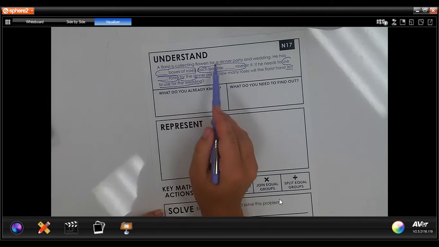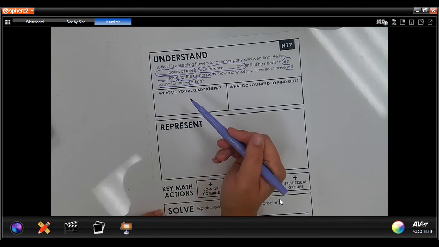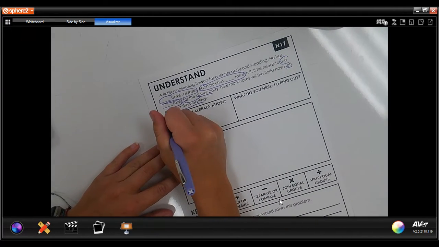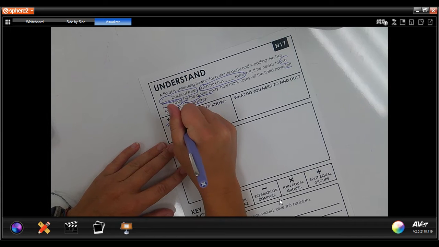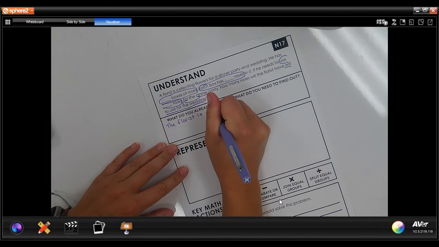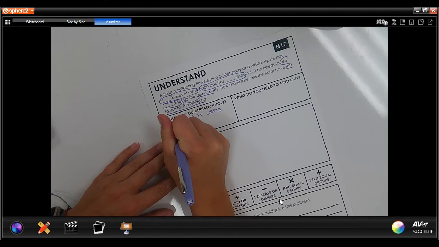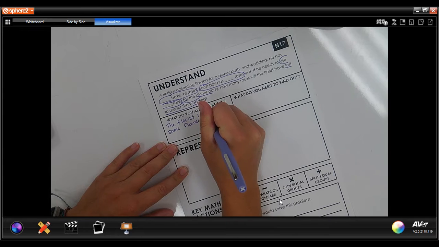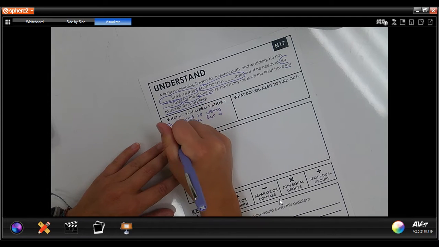So we're in the understand step first. I first need to understand the problem by asking myself, what do I already know? So I already know that the florist is using some flowers for a wedding and a dinner party.